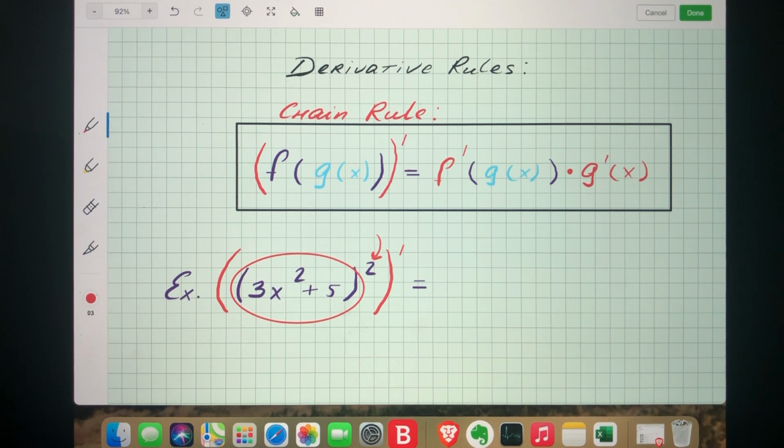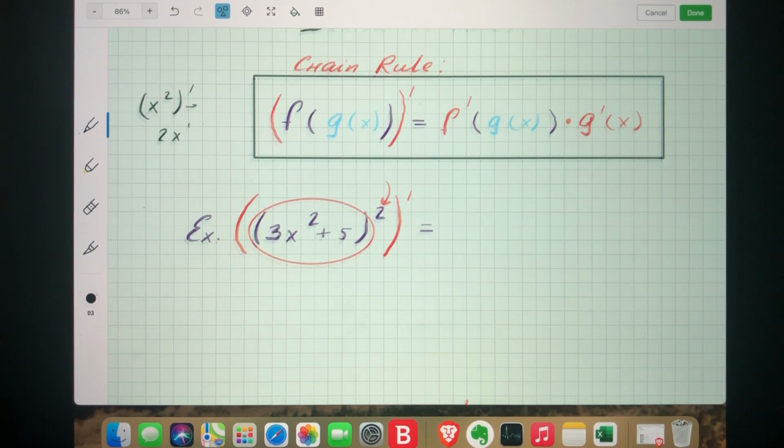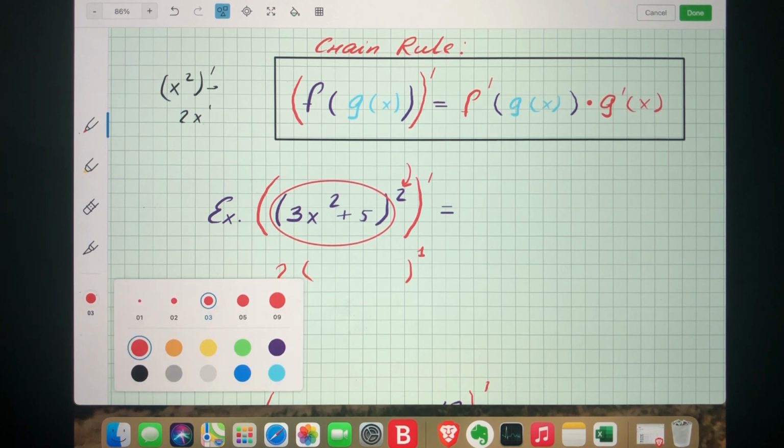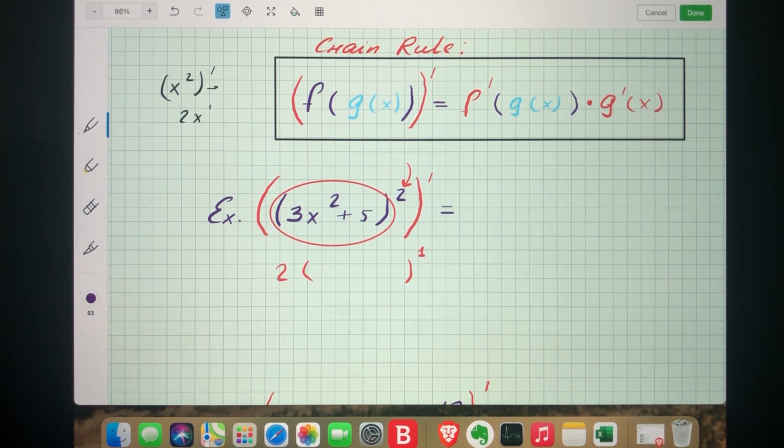Well, if I had just a letter x squared, what rule would I use? That would be the power rule. The answer would be 2 times x to the power 1 less than the original, which is 1. So the same rule applies here. The derivative of the outside is going to be equal to 2 times whatever that inside is to the first. And we just copy in what that inside function looks like. So that's the derivative of the outside.